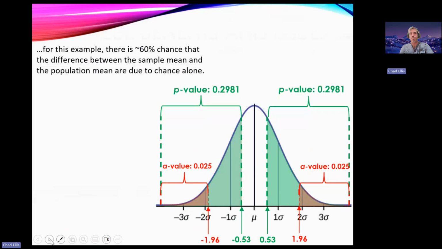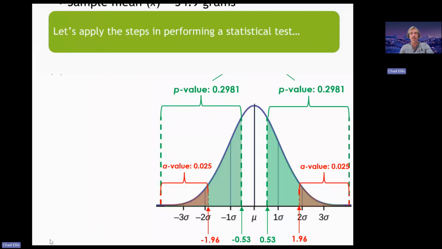But those p-values for minus 0.53 and plus 0.53 correspond to p-values of 0.2981, about 0.3. If we add those two values up, we get a total p-value of close to 0.6. So that's a much higher p-value compared to our alpha value, another reason why we would fail to reject. We would need a p-value less than our alpha value to reject the null hypothesis, but in this case the p-value is much, much greater than the alpha value.